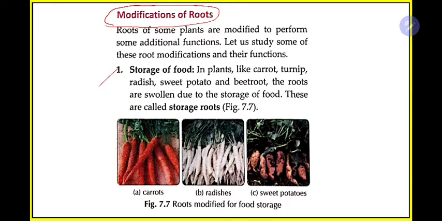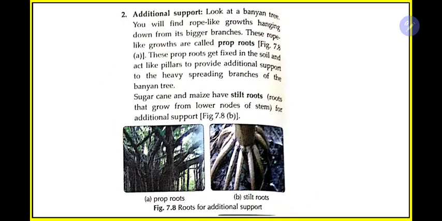First is storage of food. So we know in plants like carrot, turnip, radish, sweet potato, then beetroot, the roots are swollen due to storage of food, and these are called storage roots. Okay, these roots are named as storage roots. If you look at this diagram, we'll see carrots, radish, and sweet potato. We eat all these roots, right? And to be honest, these are very tasty, right? So we love these things, and these are not fruits, these are roots. Like tomato is a fruit, but carrot, radish, and sweet potato are not fruit. Okay, these are roots of plants, remember this. So these are known as storage roots. Moving to the next is additional support.